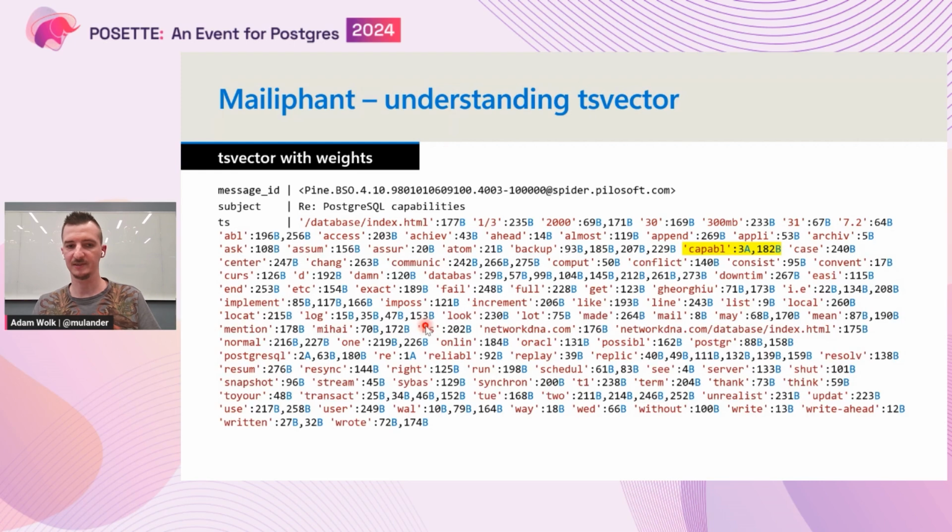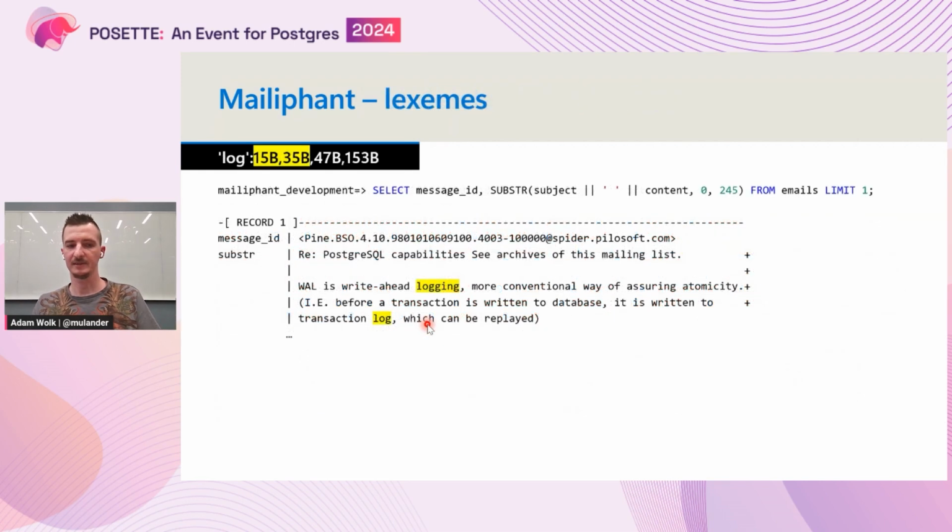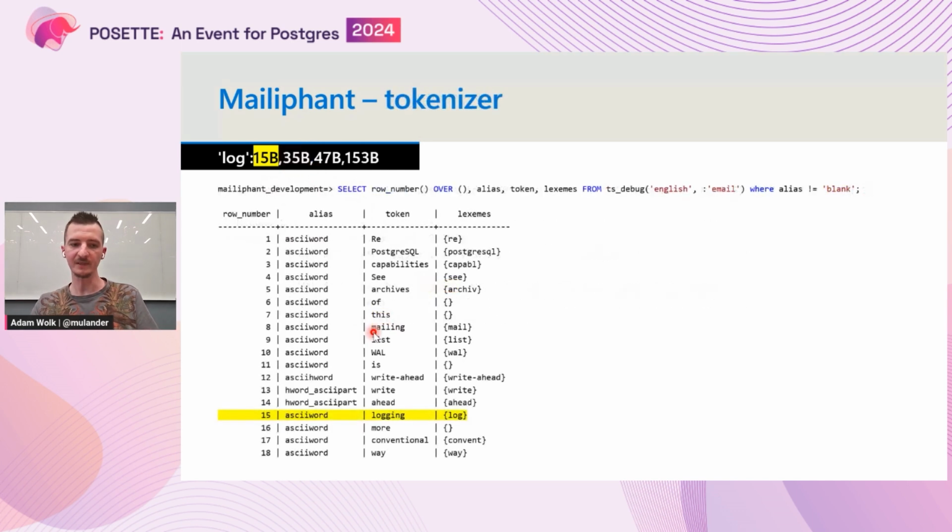But what is the number standing for? The number is the index of the token in the email in our case. So I brought this from the previous slide to have it handy. Log 15B, 35B. This is the 15th token of the email, in this case logging, 35th token of the email, in this case log. And how do I know that it's the case?